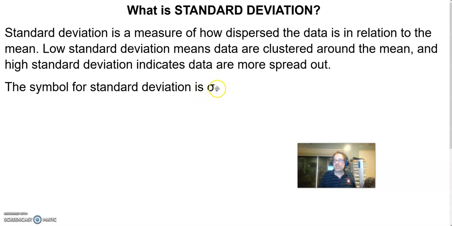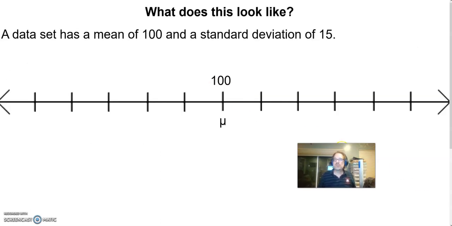This symbol, again, is a Greek letter. It's the little letter sigma, and it means standard deviation. So what does this look like? Let's say I gave you a data set. It has a mean of 100, and I tell you the standard deviation is 15.